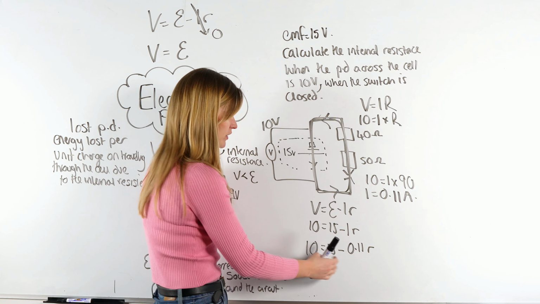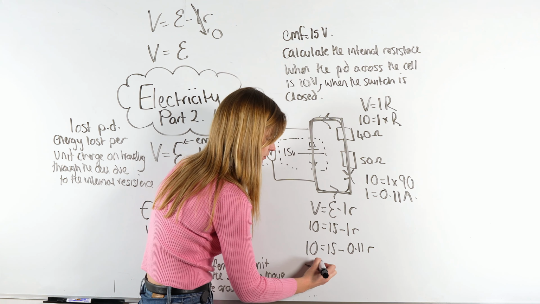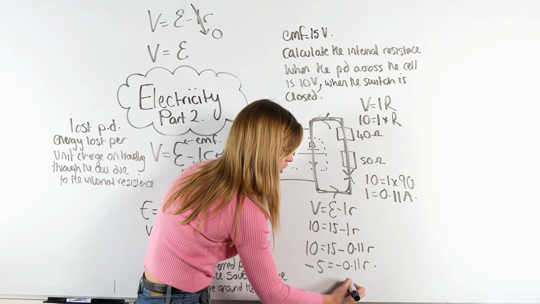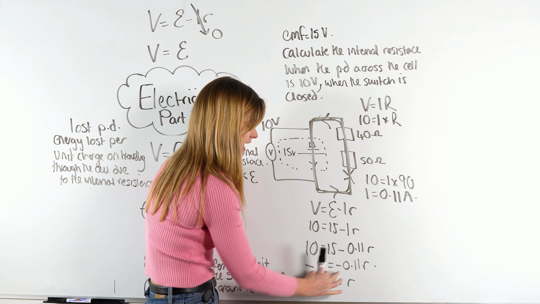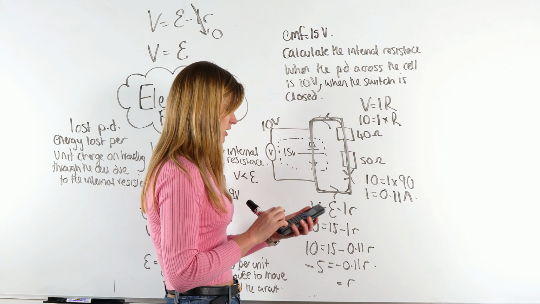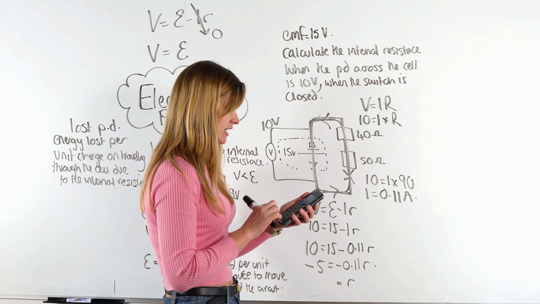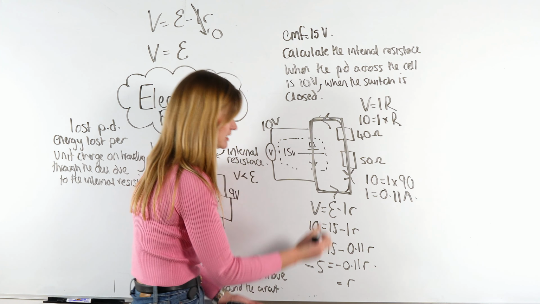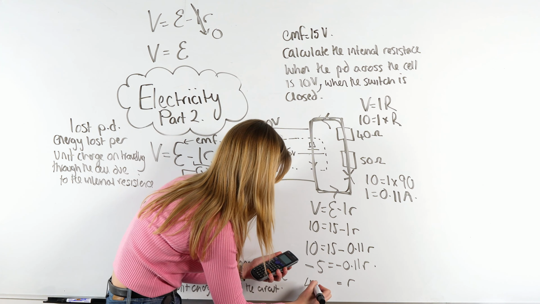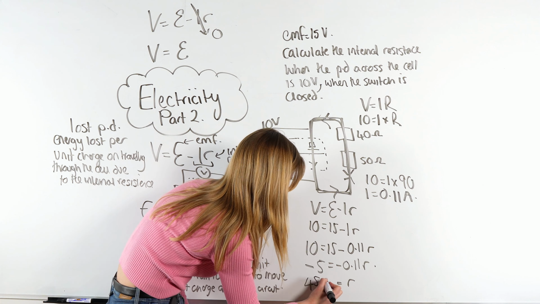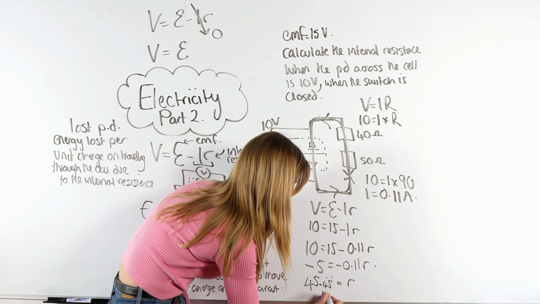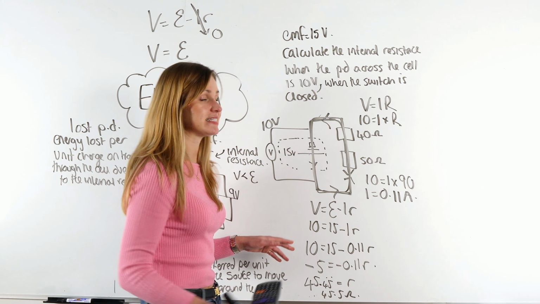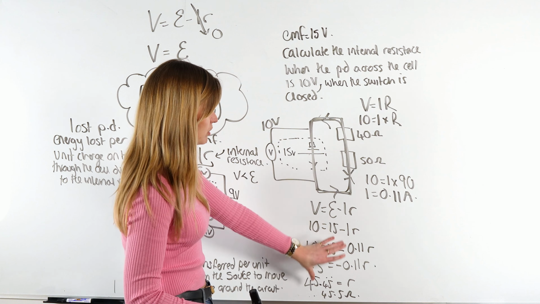So what I would do is subtract 15 from both sides. So I have negative 5 equals negative 0.11 times R. So to find what R is, all we do is divide both sides by negative 0.11. So I do negative 5 divided by negative 0.11 to figure out that the internal resistance of this cell is ridiculously high, at 45.45 recurring or 45.5 ohms. So again, a ridiculously high example, but it's just to show you how you plug your numbers in.